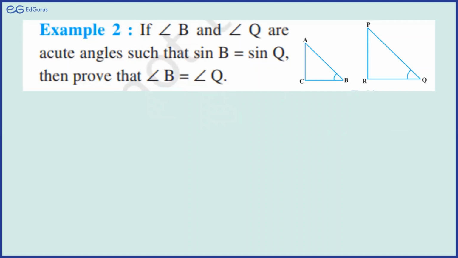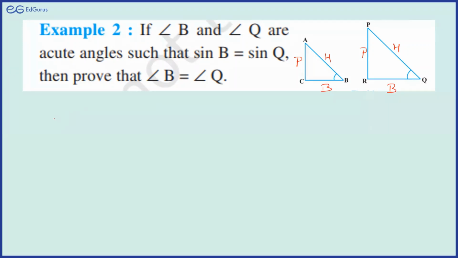Now, next example. If B and Q are acute angles such that sine B is equal to sine Q, prove that B is equal to Q. So we are saying that sine of B is equal to sine of Q. Now, what does that mean? First let's identify the perpendicular and base. This is hypotenuse, this is hypotenuse. What is my perpendicular? AC is perpendicular, and in the other triangle, PR is perpendicular. And what's the base? CB, and in the other triangle, it's RQ.